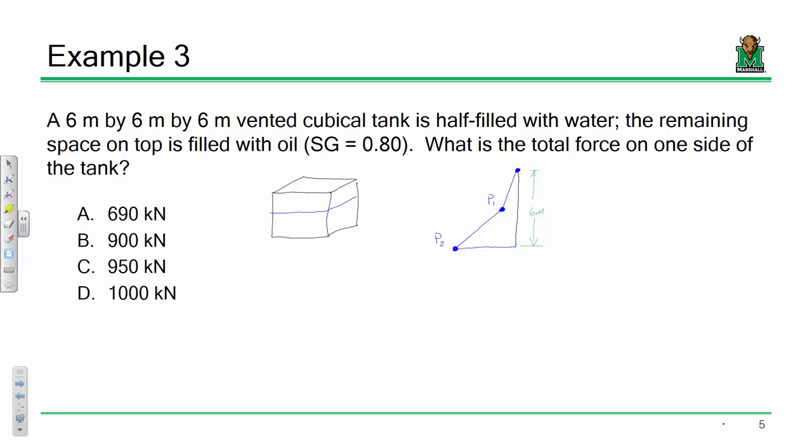Okay. Now, does anybody know how to determine those pressures? Let's start with pressure P1. How do we determine pressure P1? Say again? Okay, so 3 times. All right, hold on. Let's keep it simple. Would you say the gamma for the oil times 3 meters? That be a fair statement? Okay. Now, what's the gamma for the oil? Well, let's keep this simple. What is gamma for H2O?